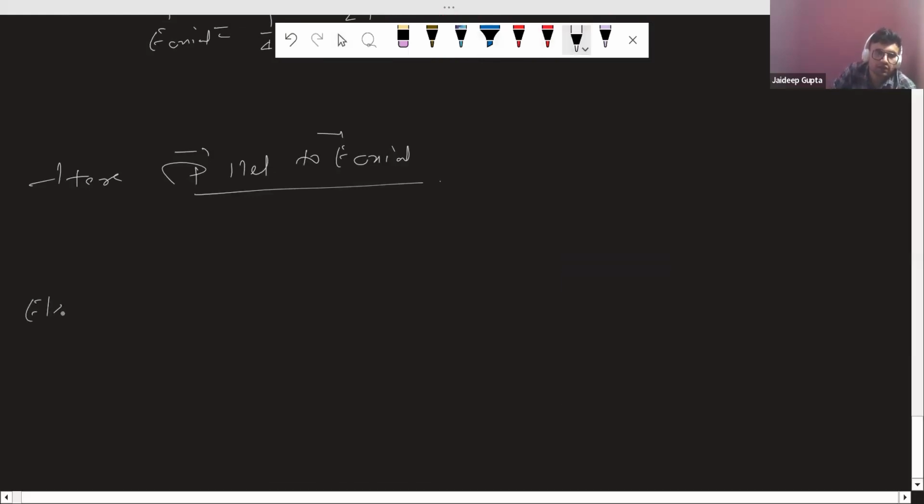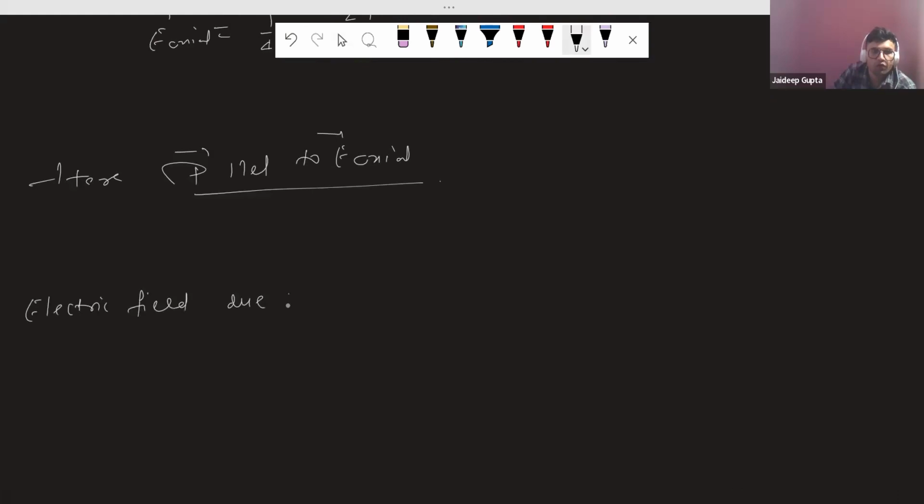Next is electric field due to an electric dipole at an equatorial point.